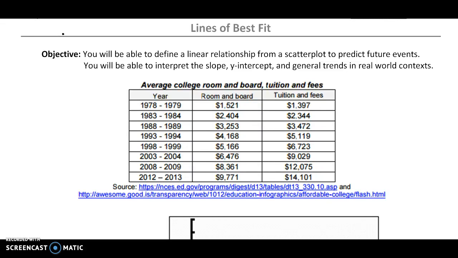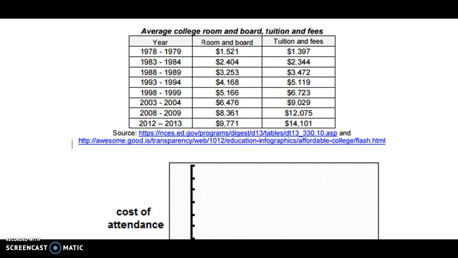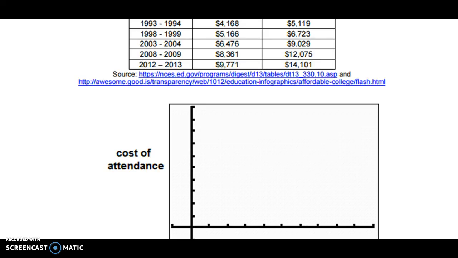You should know what a scatter plot is by the end of this video and learn a little bit about statistics. Okay, so we're going to talk about linear relationships in the context of analyzing data. Okay, so for this video, we're going to talk about average college room and board, tuition, and fees as it has increased over time.